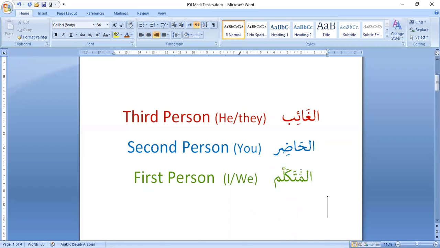Has anyone ever heard of these Arabic words, ghaib, hadir, and mutakallim? In the diploma, yes. Ghaib, you say, this person is ghaib. Huwa ghaib, he's not here today. Hadir means present. In some registers, if they ask are you here, you say hadir, I'm present. And mutakallim, it's an Urdu word too. Mutakallim is the person who is speaking. Like kalam, mutakallim means the person who speaks. So obviously, first person.